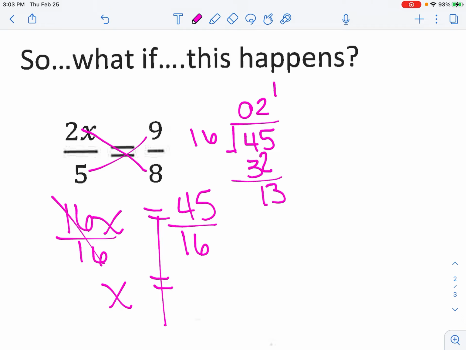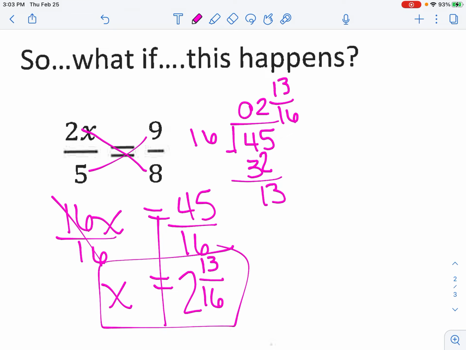We've got a remainder of 13. So the remainder becomes the numerator in your fraction. So x equals 2 and 13/16.